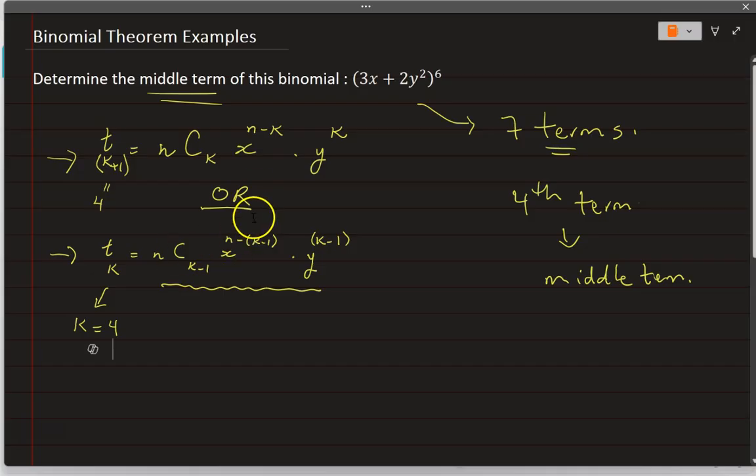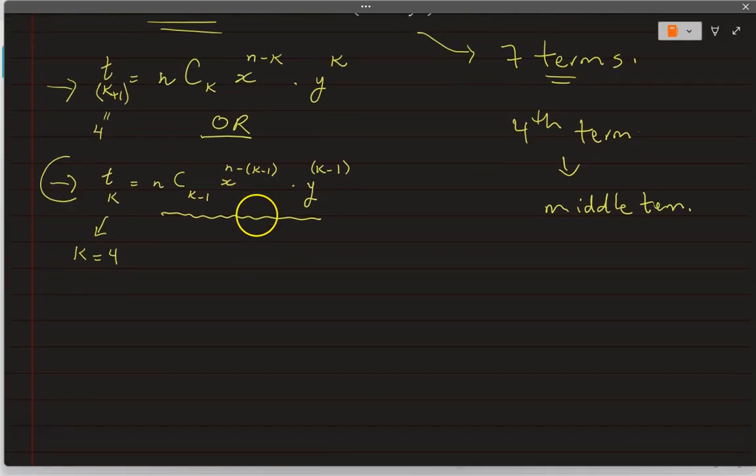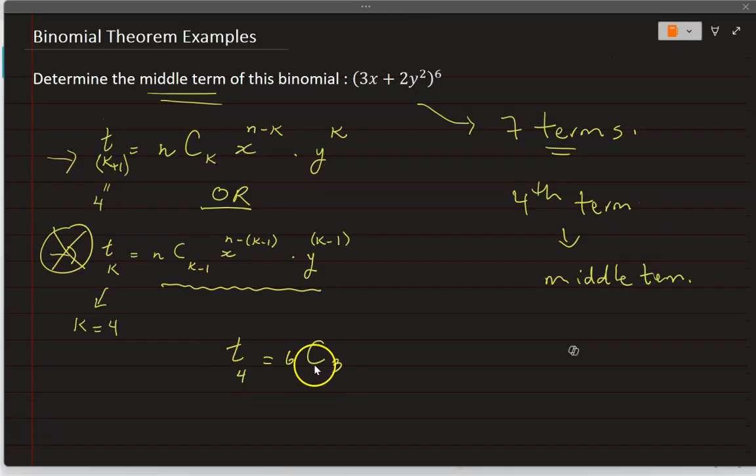So for simplicity's sake, let's use this one right here. That's what we're going to use. So T4 equals 6 choose 3, and then the first term, which is 3x, so that would be 3x to the 6 minus 3, times 2y squared, that's your second term, to the 3.